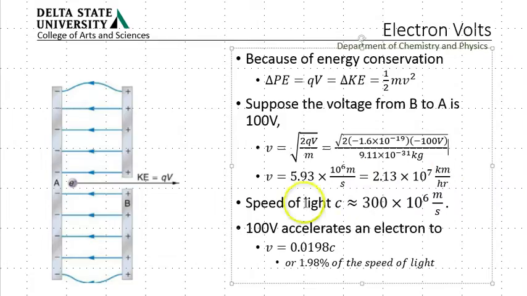And this is approximately 2.13 times 10 to the 7th kilometers per hour. But note, the speed of light is 3 times 10 to the 8th meters per second. So 100 volts accelerates an electron to about 2% the speed of light. Not bad, right? Now, part of this is that electrons are just so light, right? 9 times 10 to the minus 31 kilograms. That's a big part of it. Electrons have very little mass.